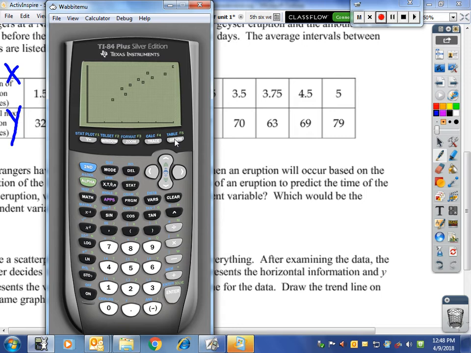Do you think there is a relationship here? Yes, there's definitely a positive correlation. Do you think it's strong or weak? It looks pretty strong to me. And we're going to find the correlation coefficient in just a minute, and we can tell if it's strong or weak from the number.